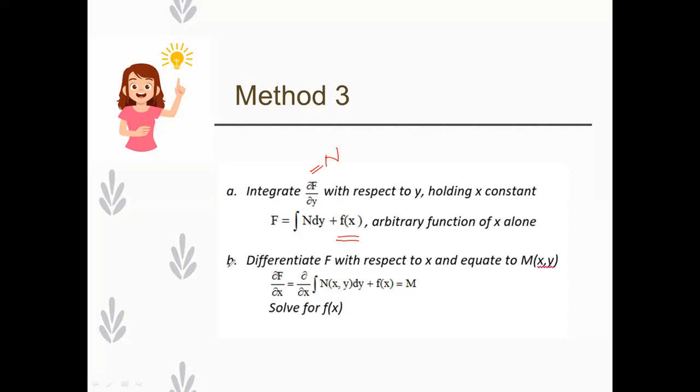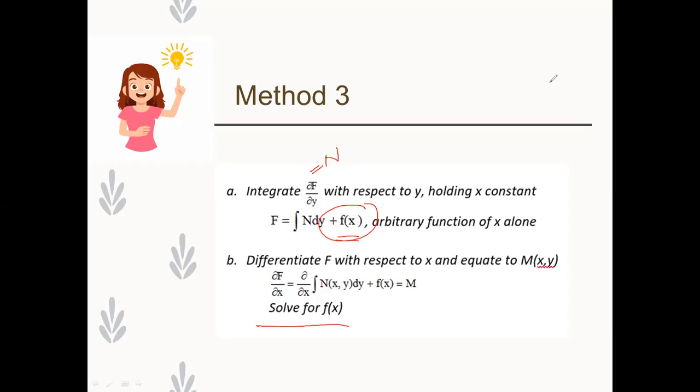Okay, so step 2, just like method 2, would help you find the f of x by differentiating your answer here, f, with respect to x, and then equating it to M. So in method 2, you differentiated your f with respect to y and equated it to N. This time, it's the other way around. The process is still the same, having the same goal, and that is you solve for the function of x, which will replace the f of x expression in step 1.